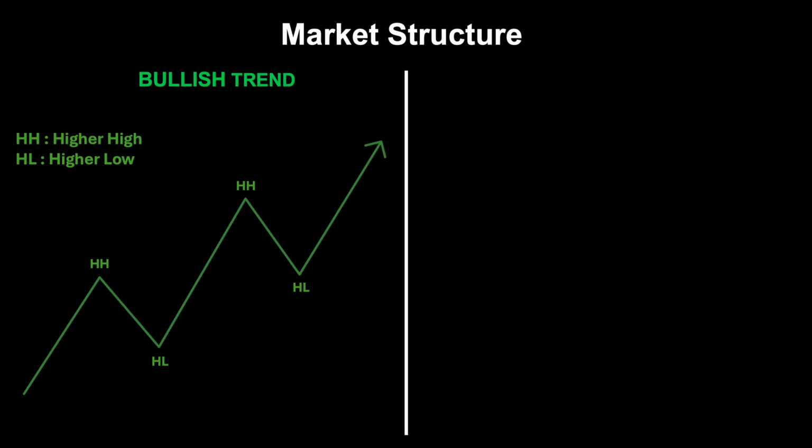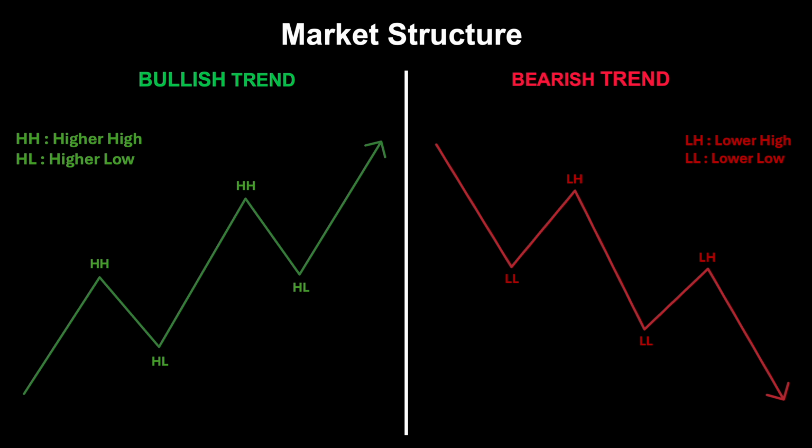Market structure is simply the way price moves, a series of highs and lows. In a bullish trend, price makes higher highs and higher lows. Every new high is higher than the previous one. Every new low is higher than the previous one. The market is climbing. In a bearish trend, it's the opposite.